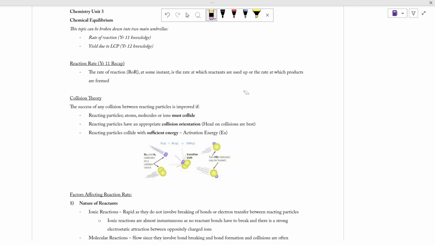So a bit of a recap in terms of reaction rates. Reaction rates, also known as RORs, are basically, at some instant, the rate at which the reactants are used up, or the rate at which the products are formed.